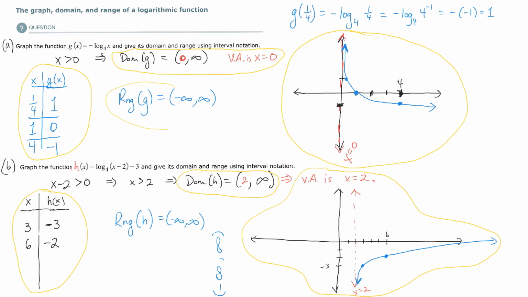Now let's circle an additional final answer. And we've answered all the questions. As usual, graph on your own paper. Graph and label everything. Label your ordered pairs. Label your vertical asymptotes.